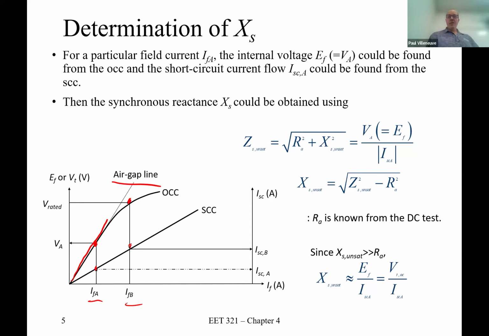And so now we can calculate here. Here's our Z_S, and then here is our value to go ahead and calculate. That shows you for unsaturated. If you want to make a simplification, you normally can neglect R_A, and you can just go ahead and solve for X_S. So if you haven't performed a DC test, you can go ahead and get your values there.